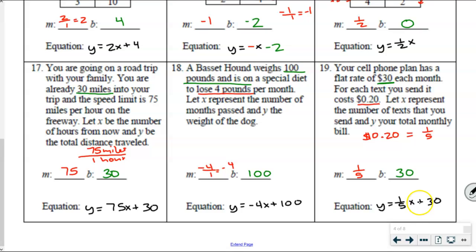If I asked you to graph this, this would be pretty easy to graph because you know what the rise is and you know what the run is. And so that's why fractions are friends. If you wrote y equals 0.2x plus 30, that is also appropriate.